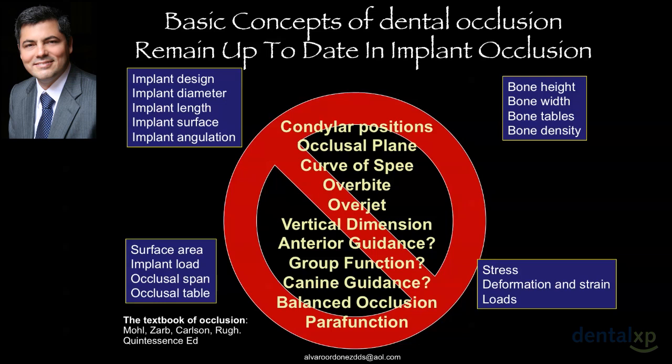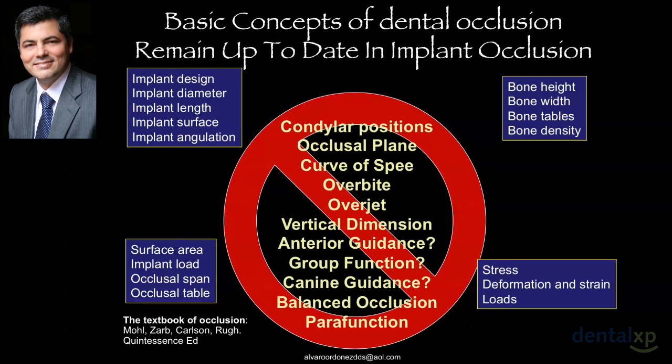What kind of bone height are we going to create? Are we going to work with the given bone height, or are we going to enhance that height? Are we going to enhance the width, or are we going to work with the width that we have? Are we going to work with physiologic bone tables, or are we going to push it and have very thin bone tables? Because remember that the bone tables are going to have a specific relationship to the soft tissues that interact with that bone. Do we have the right bone density to hold that implant in place and support the load that that implant is going to be subjected to?